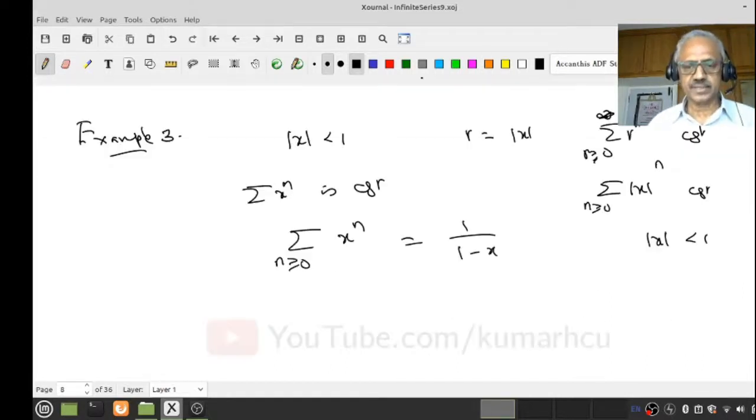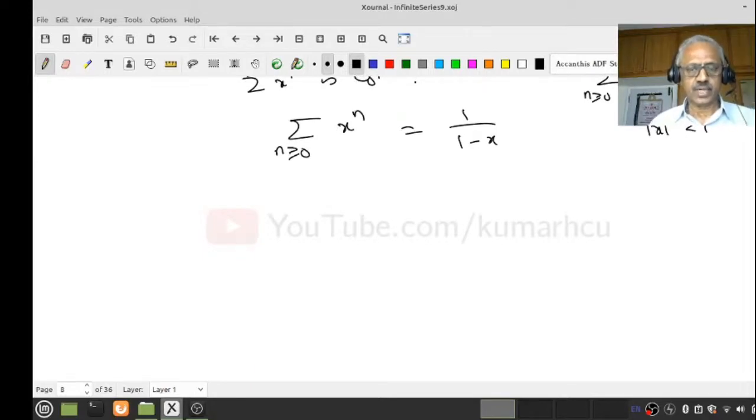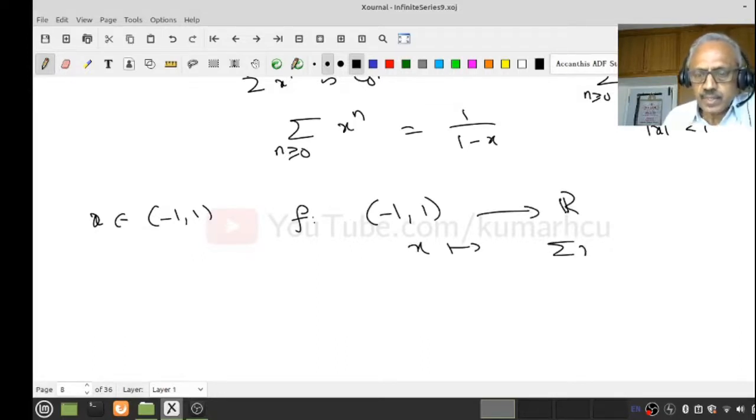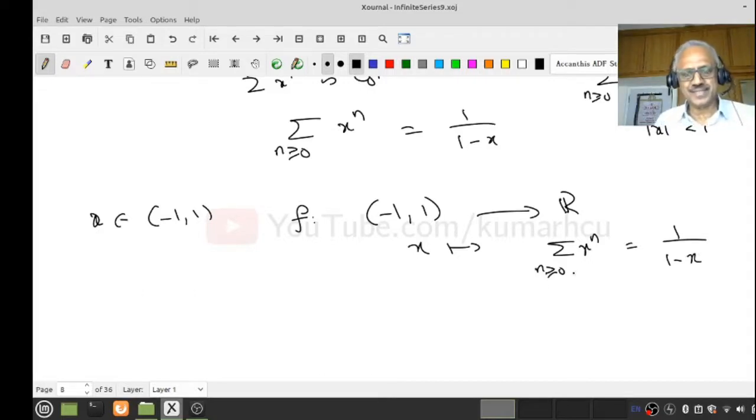All these things we had already seen in the first one or two lectures on series. Now I want to do something very interesting. Remember, x lies in the interval minus 1 to plus 1. Therefore, I can think of this as a function f from minus 1 to plus 1 to R, where x goes to the sum of x power n, n greater than or equal to 0. Even though I wrote this infinite series, this is nothing other than 1 by 1 minus x. Therefore, the function is actually x going to 1 by 1 minus x. Do you understand this?